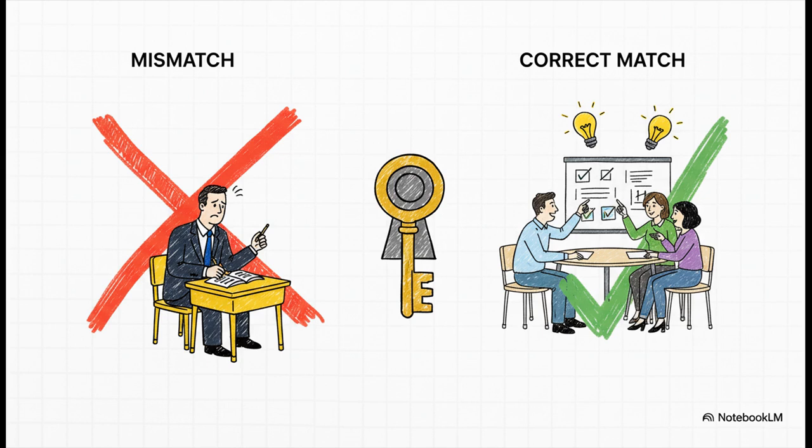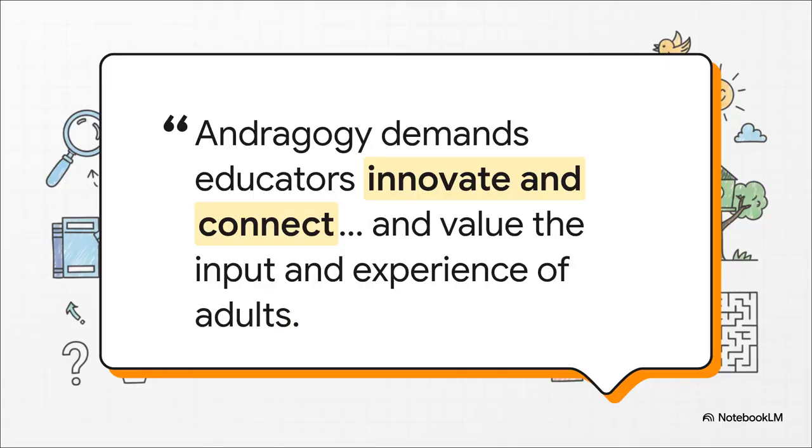If you treat adults like kids, you're going to get frustrated, disengaged people. And if you try to treat kids like independent adults, you're going to have chaos. Using the right tool for the job is absolutely everything. You know, there's this quote that just sums it up perfectly. It says that Andragogy, teaching adults, demands that educators innovate and connect in meaningful and applicable ways and value the input and experience that adults bring. It's not about talking at people. It's about creating a partnership, respecting what they already know, and guiding them from there.